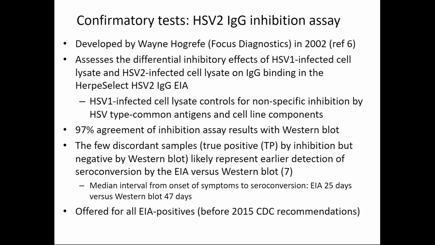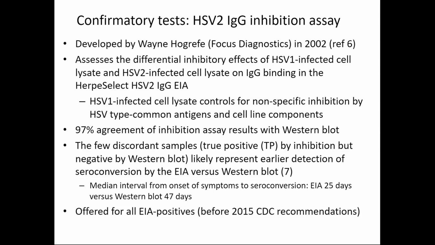And another confirmatory assay that I'm going to talk a lot about is the HSV-2 IgG inhibition assay. This was developed by Dr. Wayne Biography at Focus in 2002. It assesses the differential inhibitory effects of an HSV-1 infected cell lysate and an HSV-2 infected cell lysate on IgG binding in the HerpeSelect HSV-2 IgG EIA.